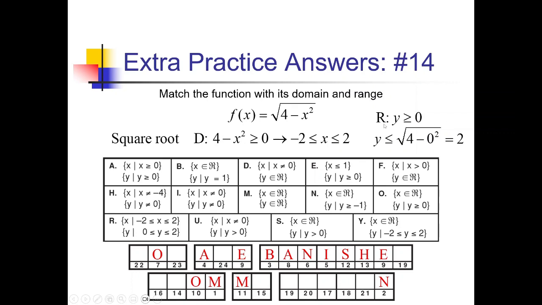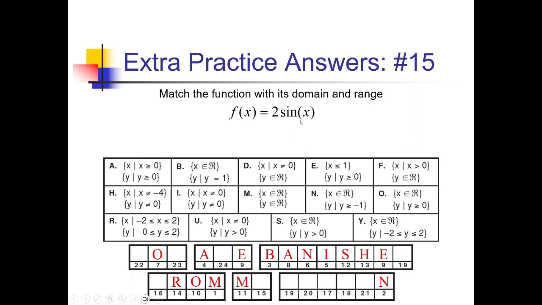So I'm looking for a couple things. I'm looking for this negative 2 stuff with the x, and for the y, I'm looking for 0 less than or equal to y less than or equal to 2. So all of that on my shopping list, I'm seeing right here in choice R. Here's the negative 2 to 2, here's the 0 to 2. So we're putting an R then in spot 14, which is down here.